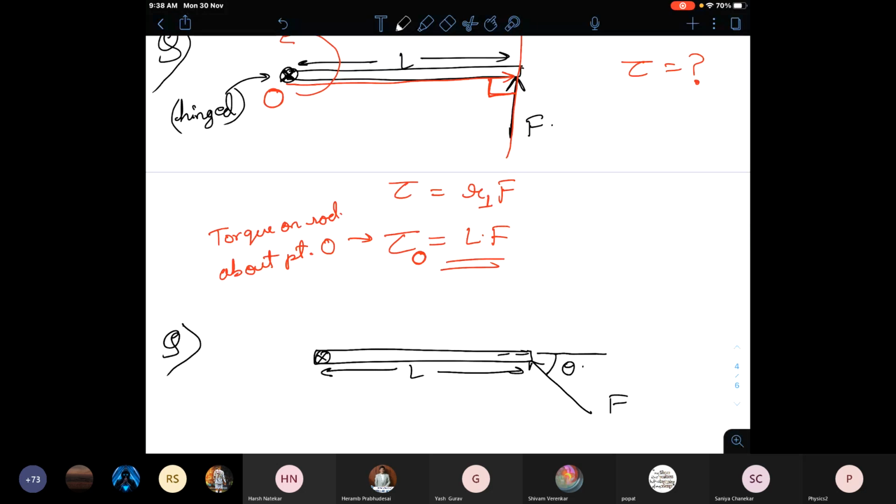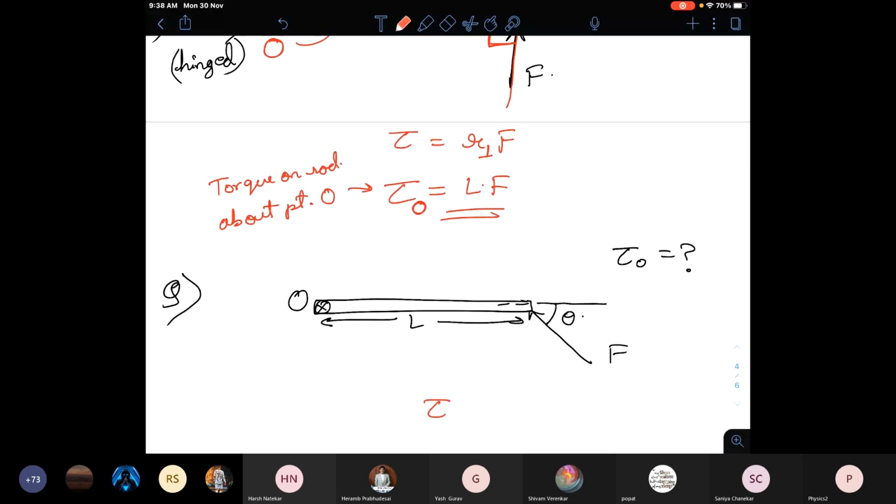Again, this is the situation where the rod is hinged at point O, and force is applied to it at an angle theta from the rod. So let's see. You have to write the torque about point O. Again simple, same thing. If you have been given linear values, again I can write torque as R perpendicular into F.